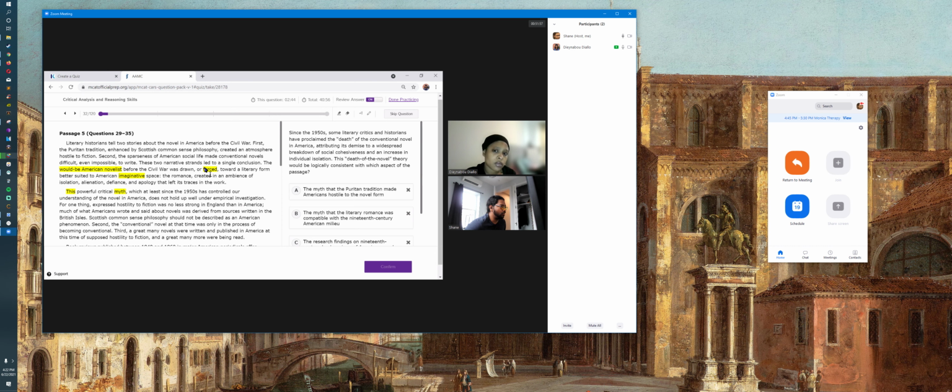Why do you think that? It doesn't say anything like that. It says the myth that the literary romance was compatible with the 19th century American milieu. I don't know what milieu is. Yeah, that's why I wanted to ask you, because they word it in a different way to make it confusing, but you know that it is referring to that because it says the myth.